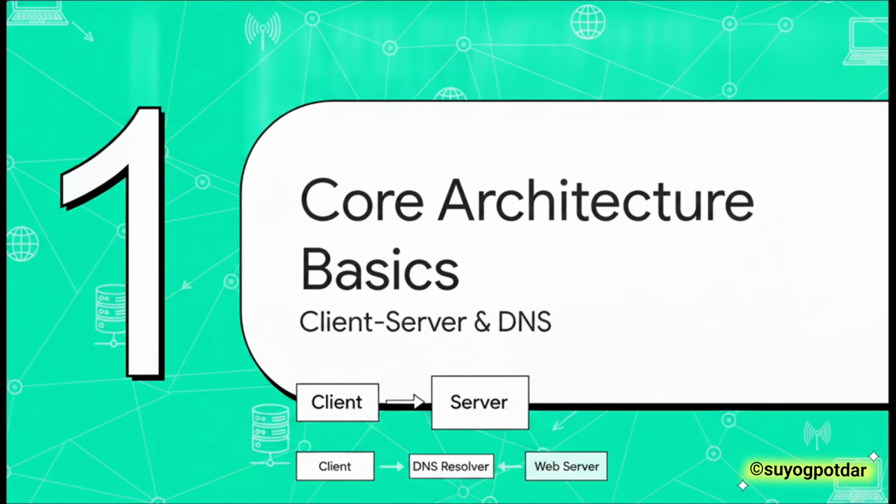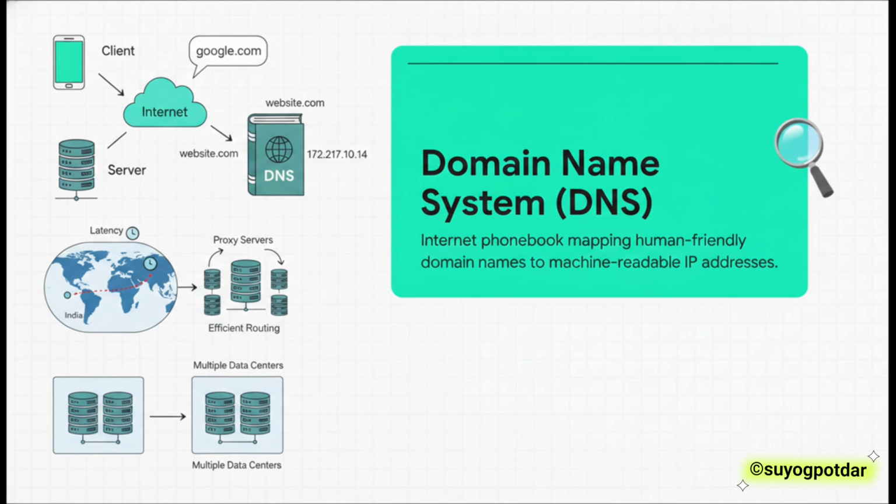We need to know how devices actually talk to each other across the internet. Pretty much every web app out there relies on a client-server architecture. The client, say your mobile phone, needs to find a server. But computers use IP addresses, which are kind of like phone numbers. And since we humans much prefer typing out easy, catchy names instead of stringing together a bunch of random numbers, we use the Domain Name System, or DNS. DNS is literally the internet's phone book. It maps a human-friendly domain name to a machine-readable IP address.